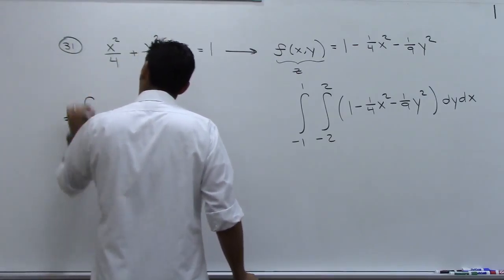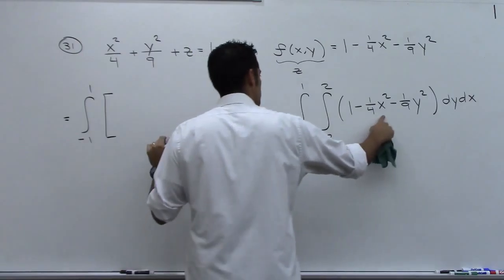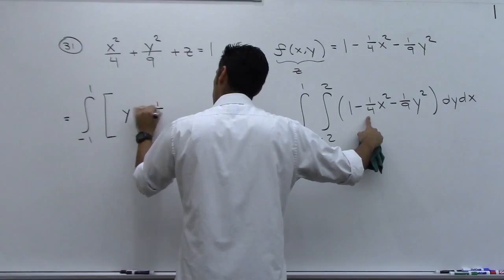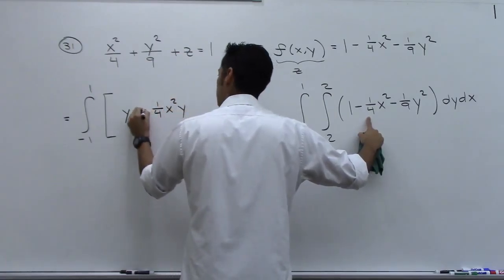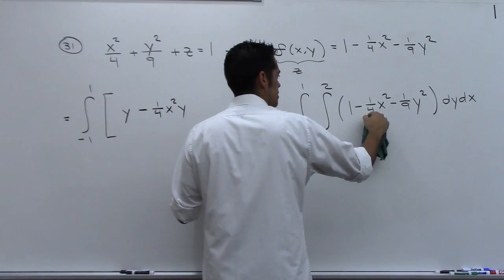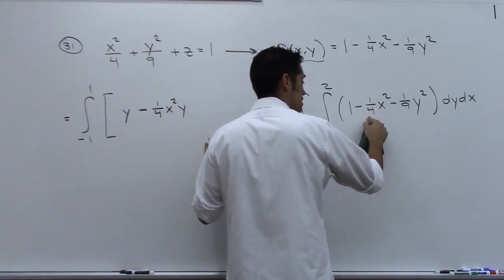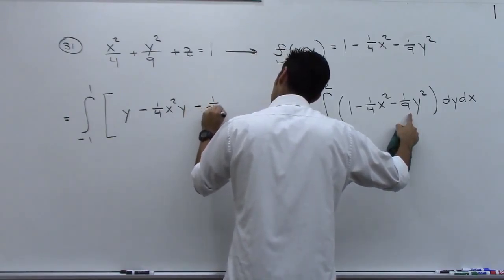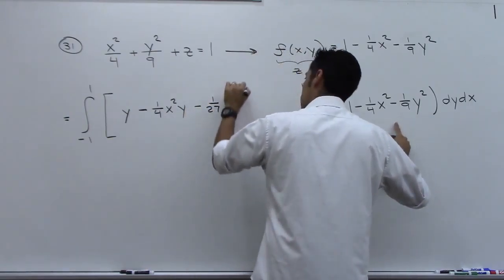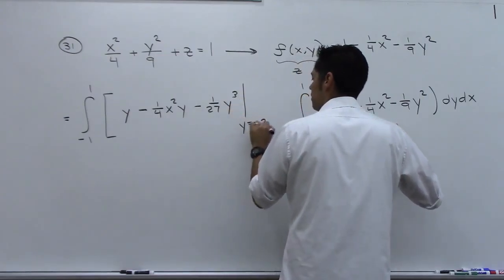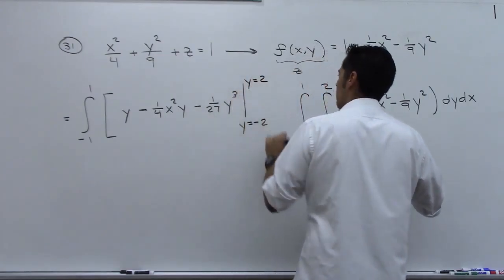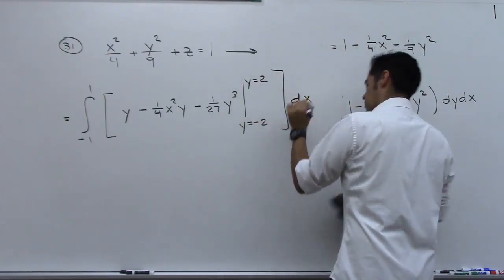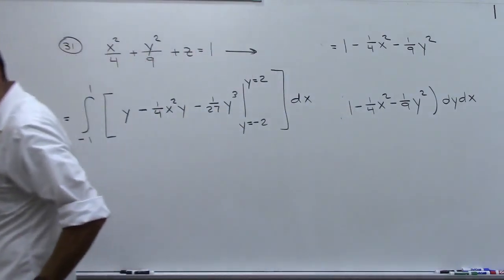So I've got integral -1 to 1. Integrating this with respect to y, I get y minus 1/4 x squared y. Remember, because that's a constant. So the antiderivative of a constant with respect to y is just a constant times y. Antiderivative here, minus 1/27 y cubed. Evaluating this, y equals -2 to y equals 2. And then all of that is going to be inside another integral. Hold on, let me see what this was here.